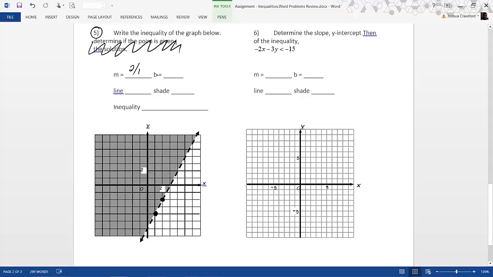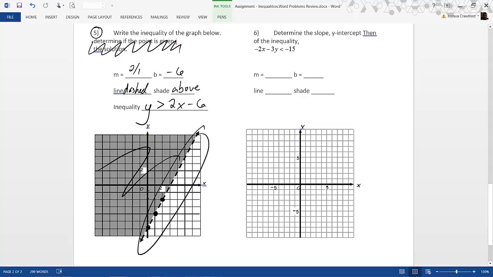And our y-intercept, find your y-axis. Go down until you find the intersection right here. So that's 1, 2, 3, 4, 5, 6. Your y-intercept is -6. Your line is dashed. And your shade is above. So your inequality starts with y. And since we have a dashed line and shading above, you'll have y is greater than. Your slope is 2 over 1, so you're going to have y is greater than 2x, and your y-intercept is -6. So you're going to have y is greater than 2x minus 6, and there's your inequality.